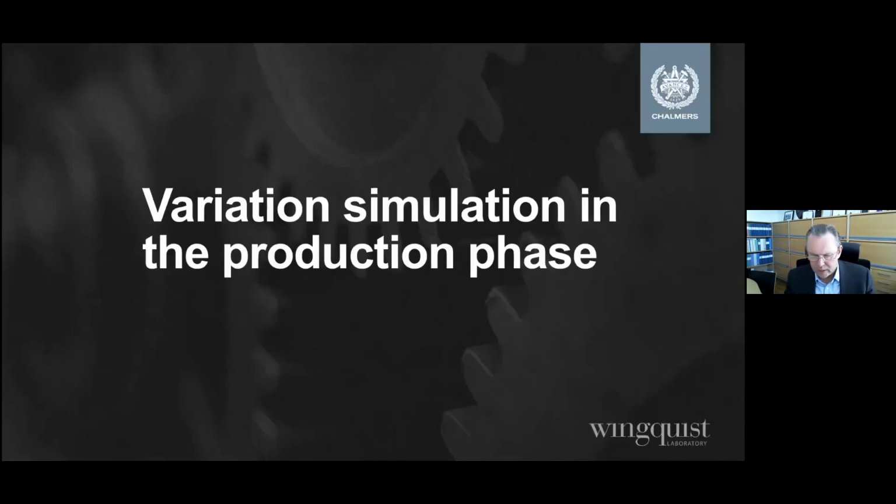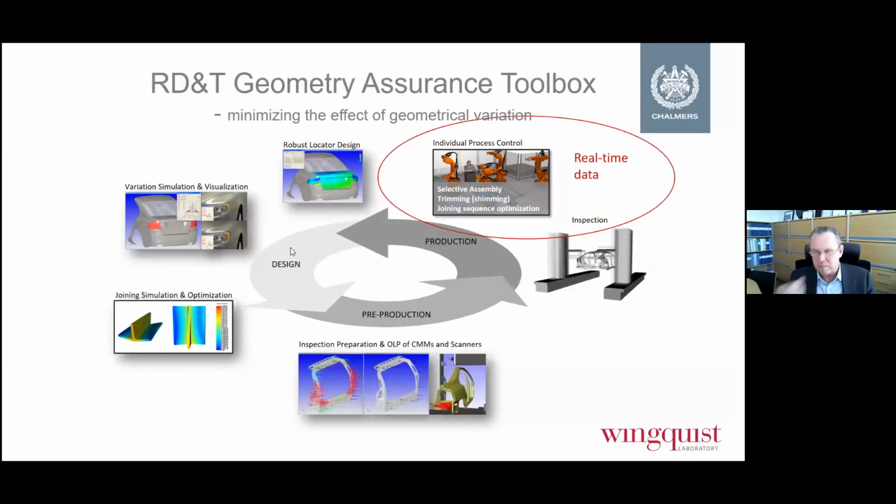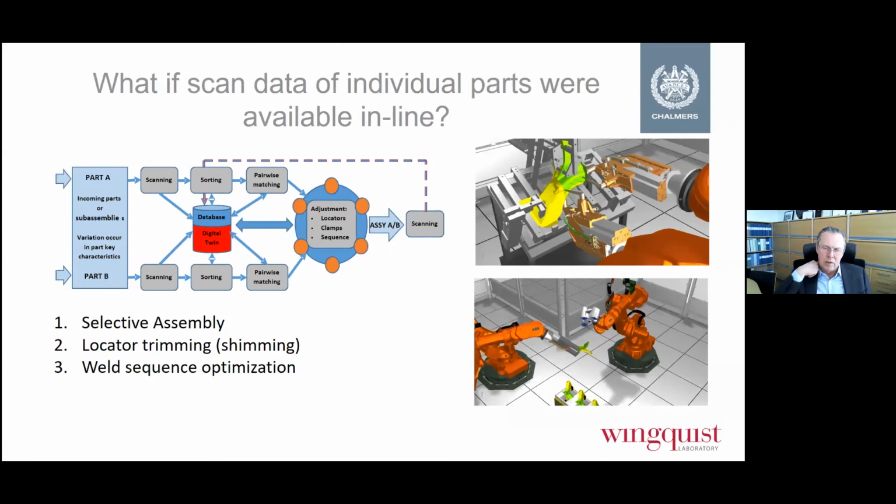If we then go into the production phase, we can see how we can use this type of simulation to control variation if we have real-time data. So we have a large project called Smart Assembly 4.0 that we have been running for almost 5 years now, a lot of people involved. What we said in that project when we started was, because everybody said there will be a lot of data available in the future.